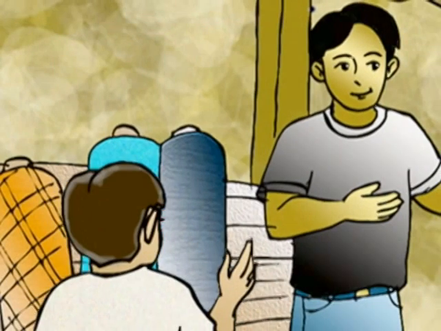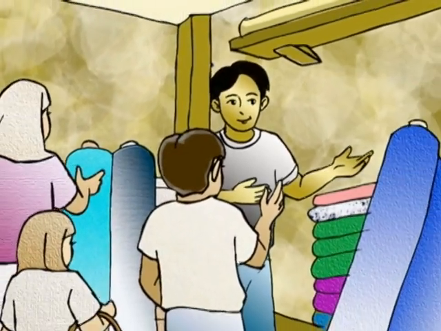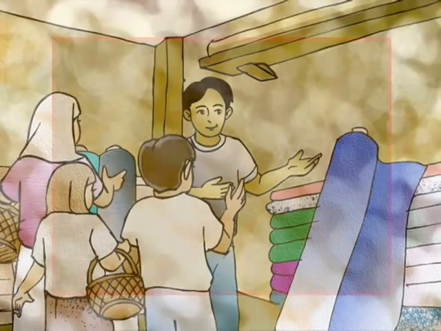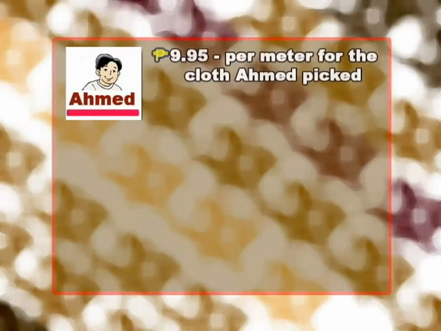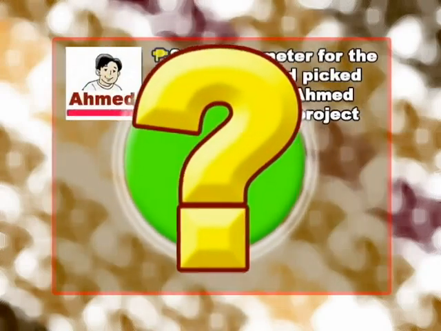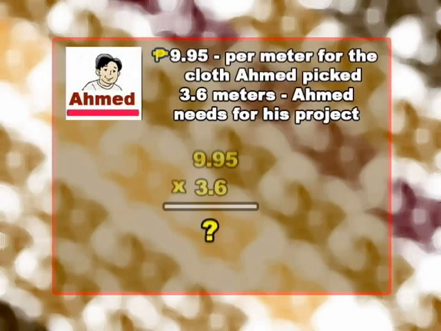Next, the 3 friends went to the fabric store. The storekeeper showed different types and designs of cloth for Ahmed to choose from. He picked the blue one. The storekeeper said the blue cloth would cost him 9 pesos and 95 centavos per meter. Ahmed needed to buy 3 6/10 meters. Do you know how much it cost Ahmed to buy the cloth he needed? Now, it's your turn. See if you can solve this one.